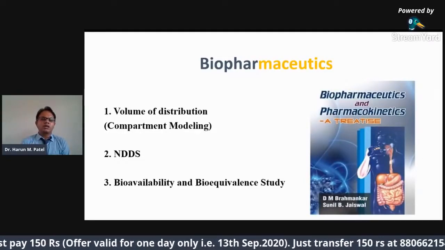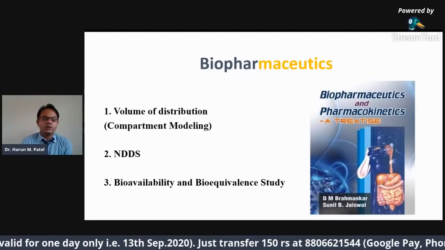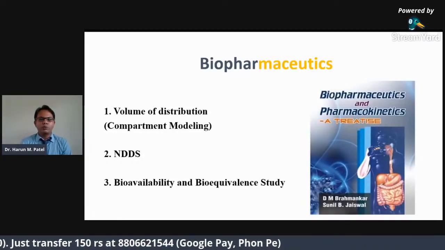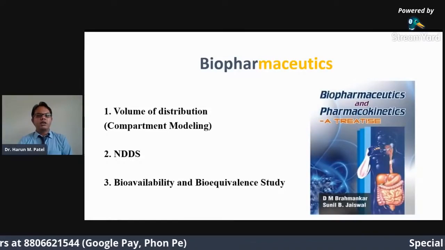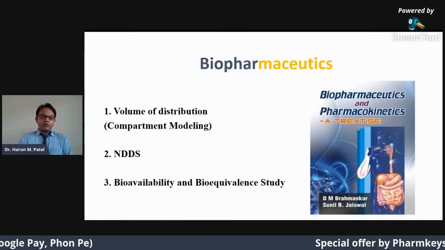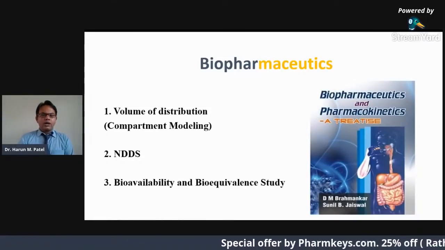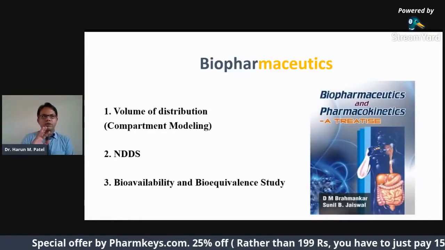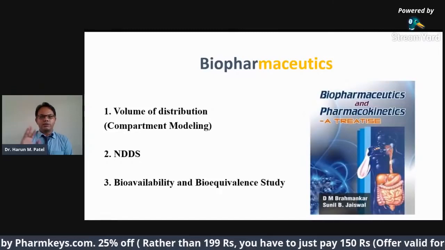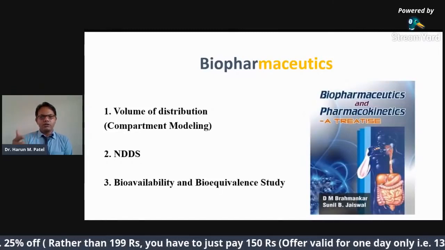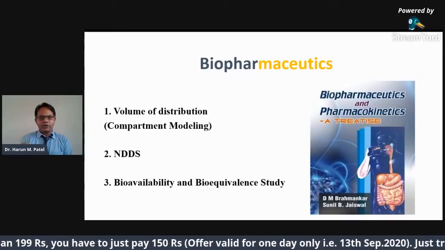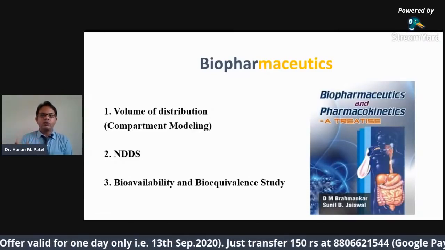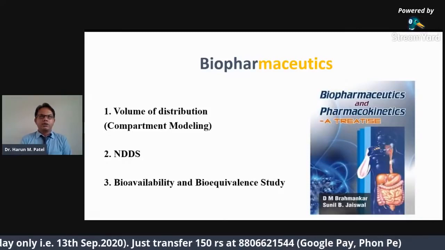It is my observation of the last 30 to 32 years that every year there is a question on volume of distribution, and this topic, volume of distribution, is given in compartment modeling. The next question which is normally asked on biopharmaceutics is NDDS. If you open the last pages of Brahmankar, you'll find the NDDS chapter, and you have to read different kinds of new drug delivery systems. So this is the second question which is normally asked from biopharma.